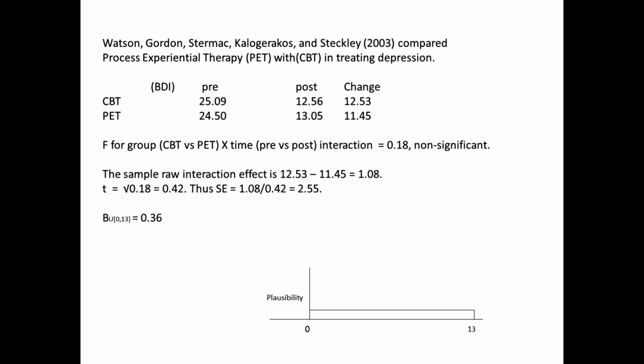Indeed, if we assume that, we get a Bayes factor of 0.36. Notice I've notated a U for uniform, and I put in square brackets to indicate an interval that went from 0 to 13. So you've specified the model. Now 0.36 is actually reasonably good.